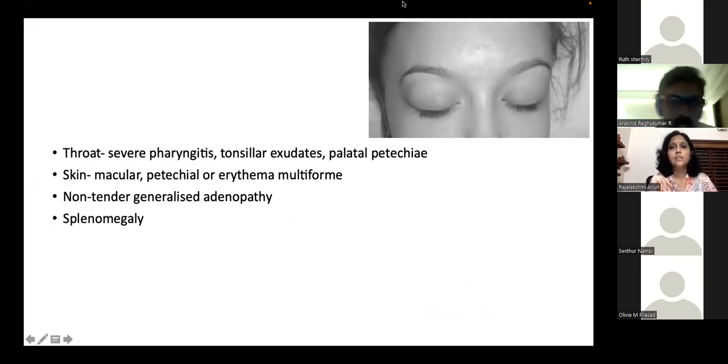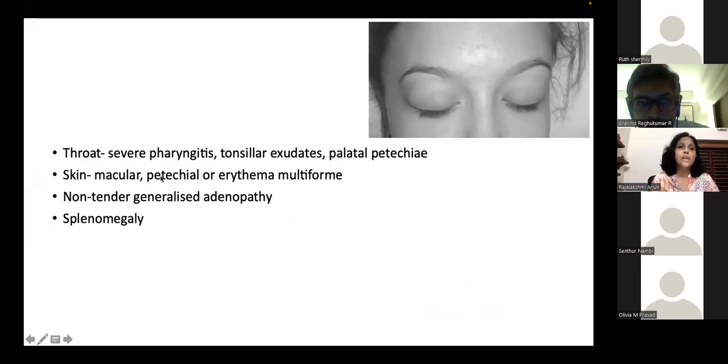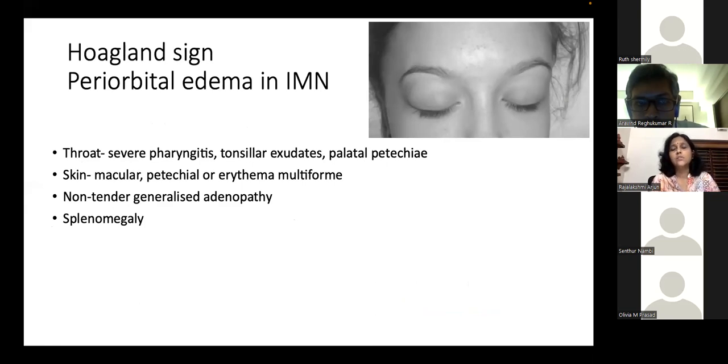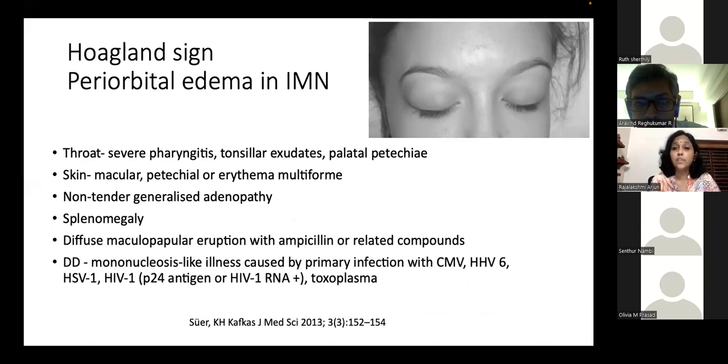Any of you can try to find this syndrome. It's not common, but this case is very common in our outpatient as well. A patient presenting with severe pharyngitis, tonsillar exudate, and palatal petechiae, and has a rash with non-tender generalized adenopathy and splenomegaly, and what you find is a periorbital edema. This sign is called Hoagland sign, and is commonly seen in IMN, and it's actually a pathognomonic sign that is described. And if you find a feature of pharyngitis with skin rash and adenopathy with this periorbital edema, you should highly think about IMN as a diagnosis, and this edema is called the Hoagland sign.